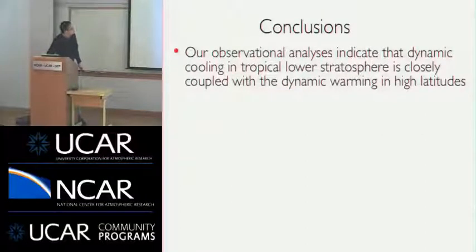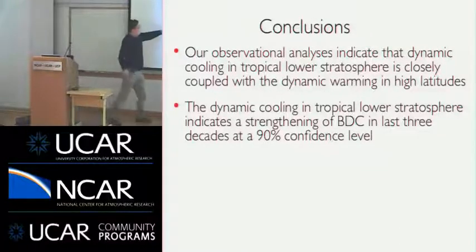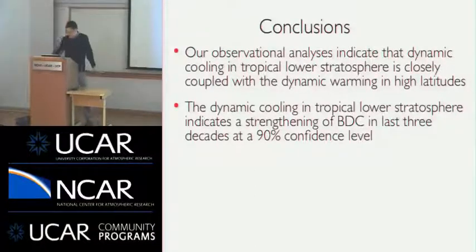So the conclusion is, our observational analysis indicated that dynamic cooling in the tropical lower stratosphere is closely coupled with the dynamic warming in the high latitudes, 40 degrees poleward. And dynamic cooling in the tropical lower stratosphere indicates the strengthening of the Brewer-Dobson circulation in the last 3 decades at a 90% confidence level. Okay, it's not a 95% confidence level.